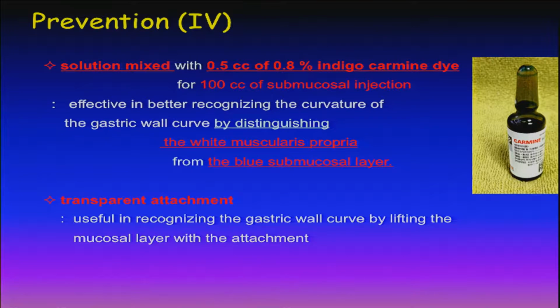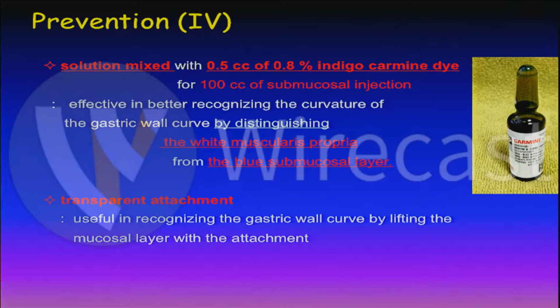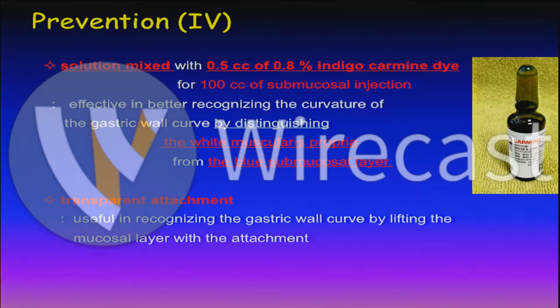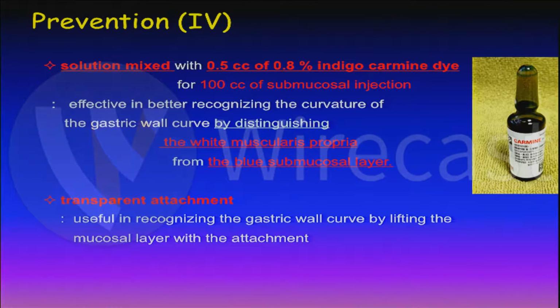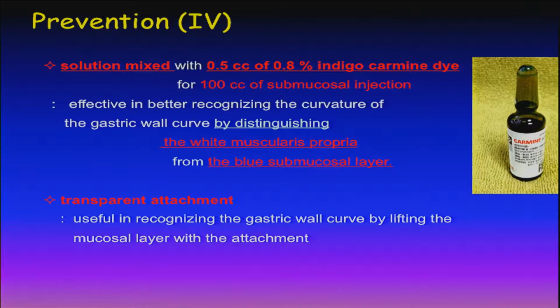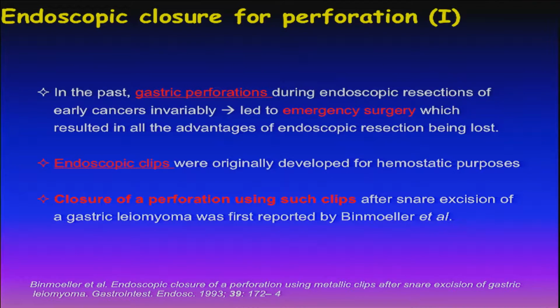This solution can make recognizing the gastric wall curve by distinguishing the white muscularis propria from blue submucosal layer. And Dr. Mani already told the transparent attachment is helpful. But after you will advance your skill, we skip the blue color to differentiate the visible vessel.